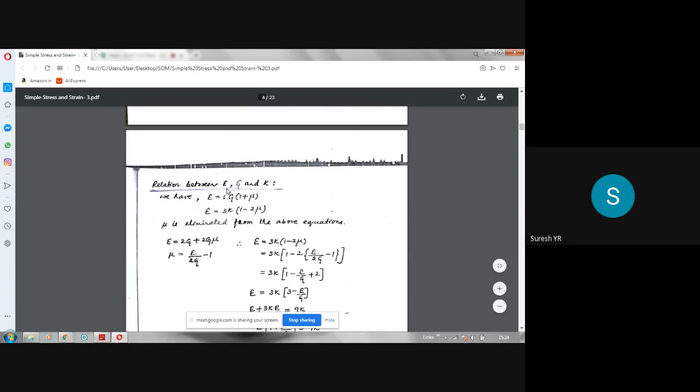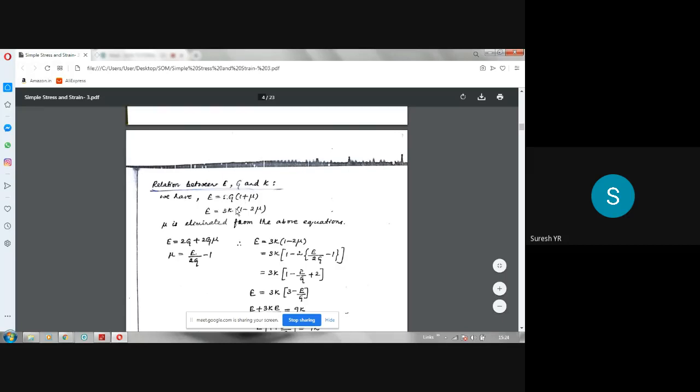Now let us derive the relationship between E, G and K: Young's modulus, rigidity modulus, and bulk modulus. Here we are using those two equations which we have already derived. E is equal to 2G into 1 plus mu, and E is equal to 3K into 1 minus 2 mu. To get the relationship between these three, we have to eliminate mu. The mu term should be removed from these two expressions. Then we will get the equation in terms of E, G and K.